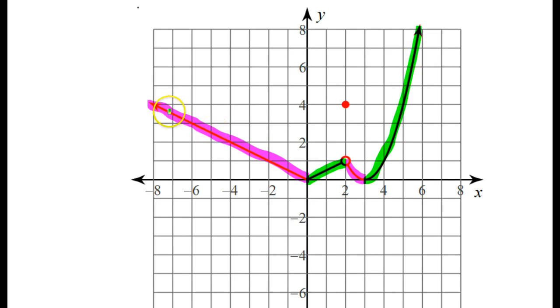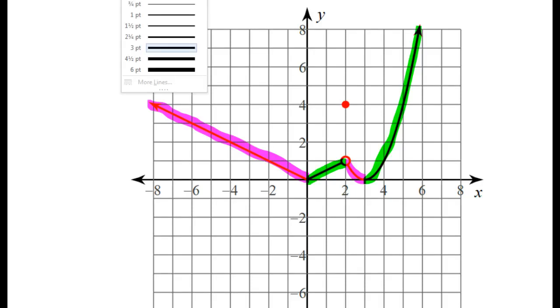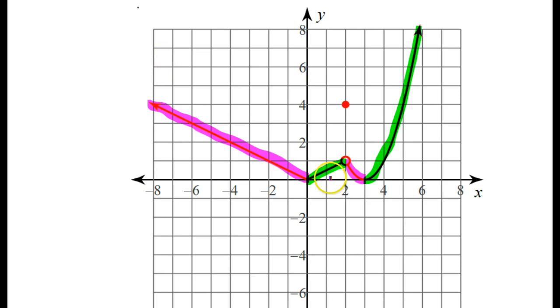Alright, so from left to right, I went downhill and uphill and downhill and uphill. Everywhere I just highlighted in pink corresponds to a decreasing interval. Everywhere I just highlighted in green is going to correspond to an increasing interval. So think about the domain of each of these. So let's start with the increasing part. Okay, what is the domain of the increasing part?